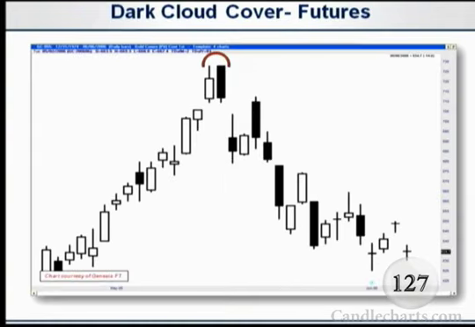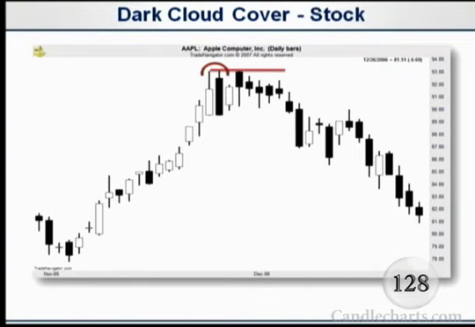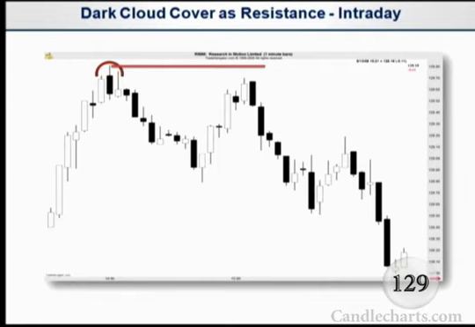Here we have a bearish engulfing pattern. A dark cloud cover, almost a bearish engulfing pattern. And the reason I wanted to show this is because it's in the futures market. The first one we saw, the one before this, was Forex. This is futures. This happens to be gold. Okay, equities. Again, just the universality of candles. Dark cloud cover becoming a resistance area. Same thing here. Dark cloud cover.